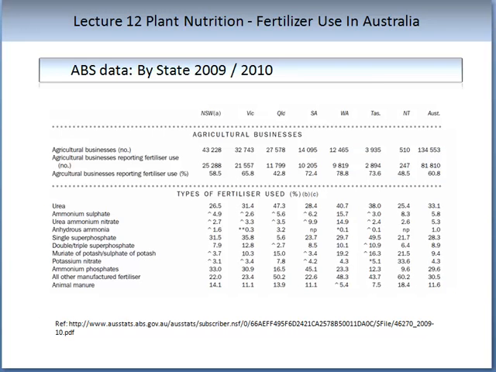Data from the ABS website, the Australian Bureau of Statistics, can give you an overview of 2009-2010 fertiliser use in Australia. It is a very large agricultural business in Australia, and this reflects the importance of its use to agriculture and the industry. In this table you can not only see the breakdown of use in the different states, but also you can see what types of fertiliser are used. Urea is the most popular used.